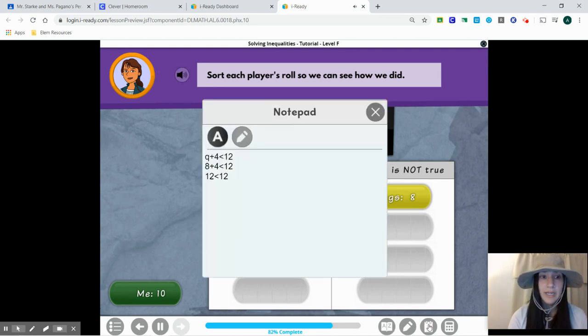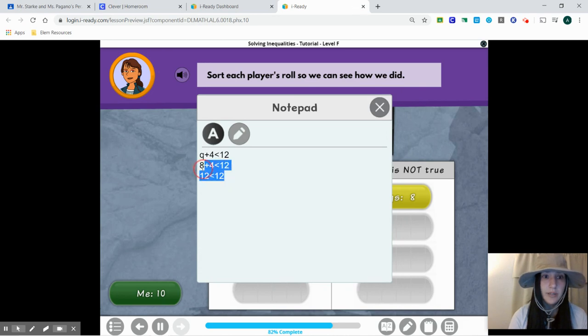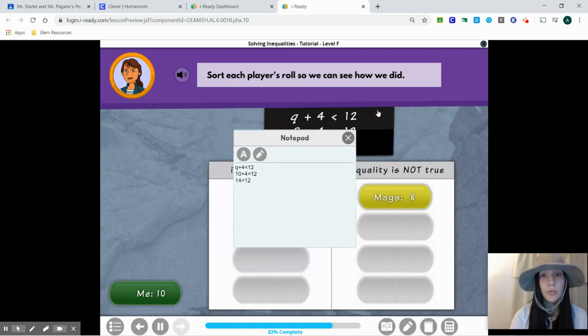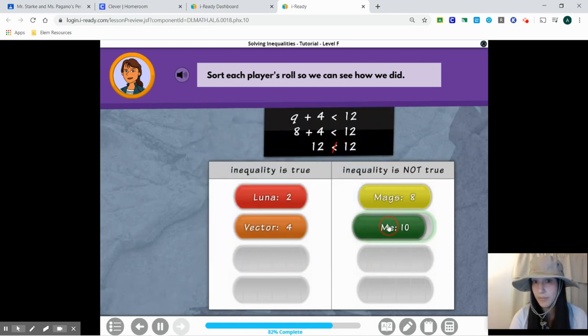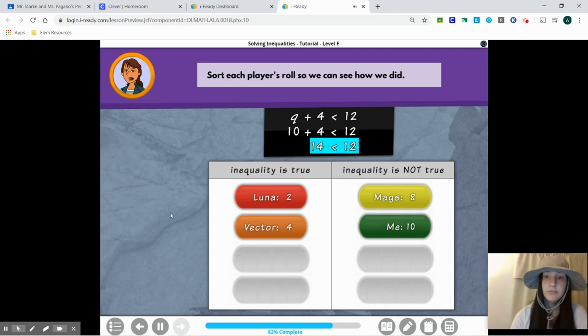Okay. And now we're going to go, and we are 10. So 10 plus 4 less than 12. 10 plus 4 is 14, less than 12. 14 is not less than 12. 14 is greater than 12. So we also make the inequality not true. 14 is not less than 12. This is not true. No.